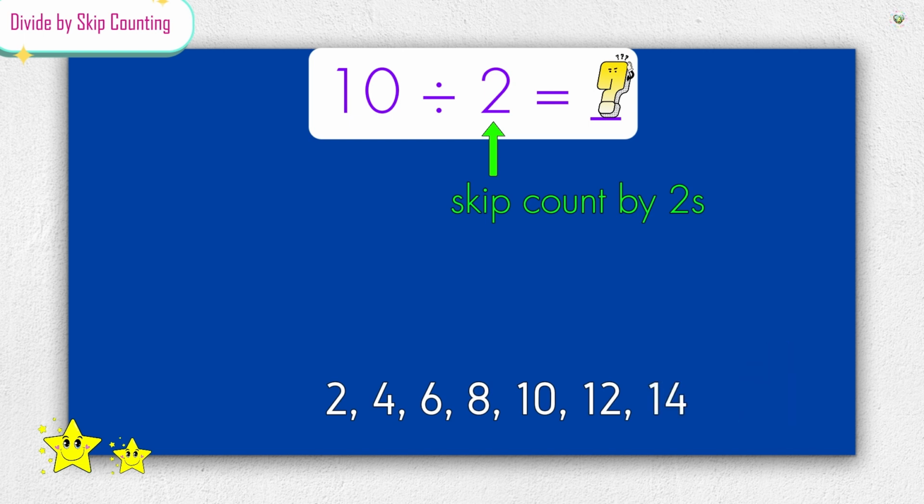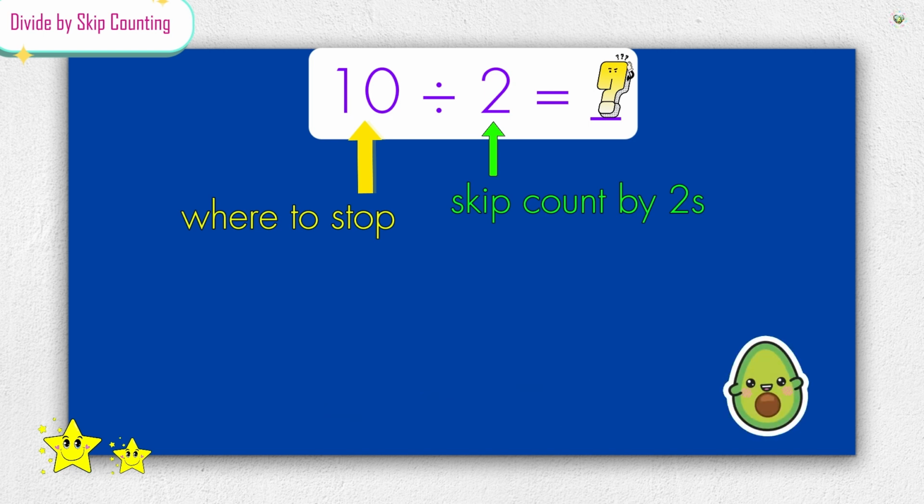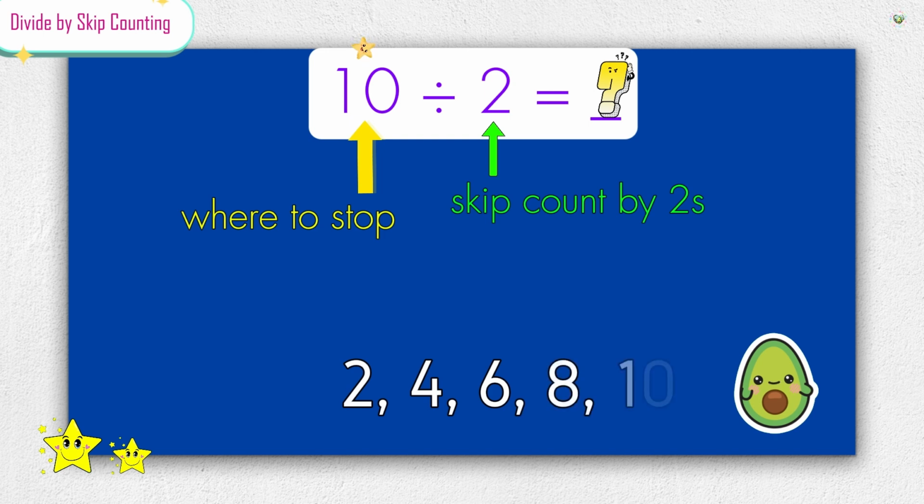Oh, sorry, Greenie. I forgot to tell you. The first number tells us where to stop. That's okay. So, we skip count by 2 until we get to 10. Right? Exactly. All right, here goes. 2, 4, 6, 8, 10. Done!